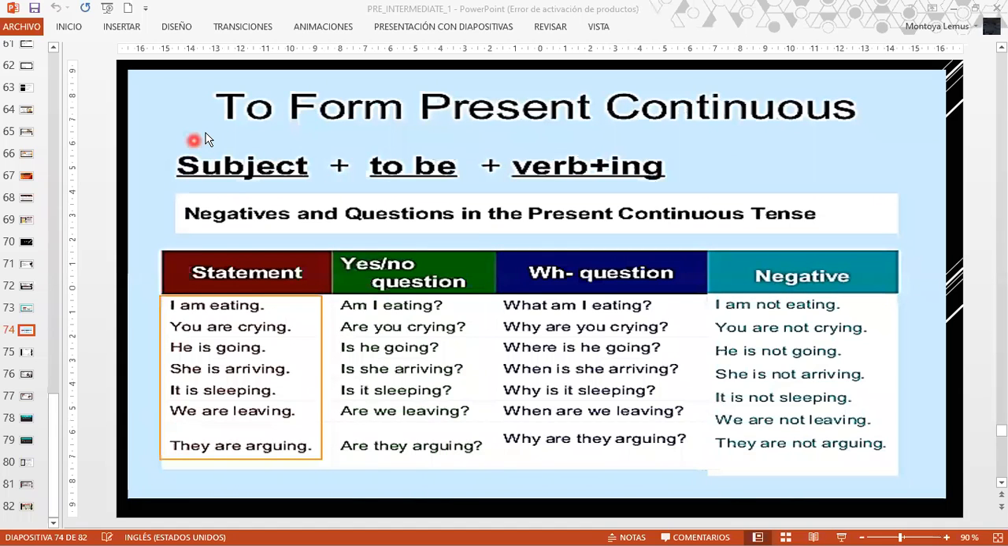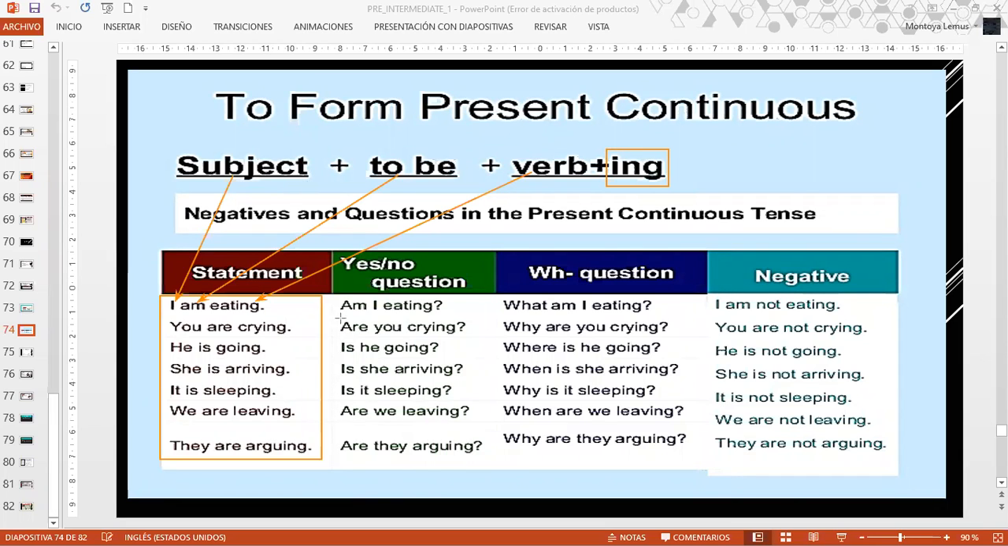It's important that you check or take a look at the form, okay? Observe the form of the structure. So we'll always use the subject first for affirmative statements, then the verb be, and the verb for the sentence with the ing form, okay? So this is how we form present continuous affirmative sentences.